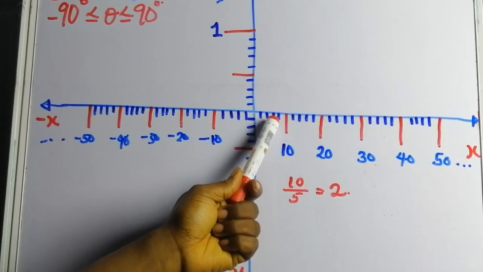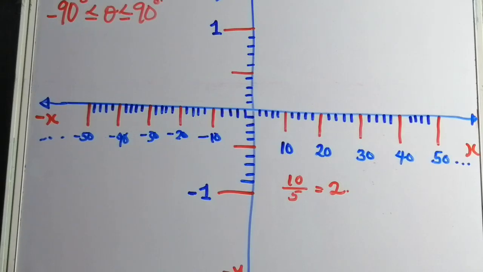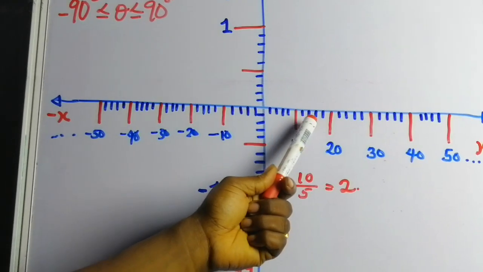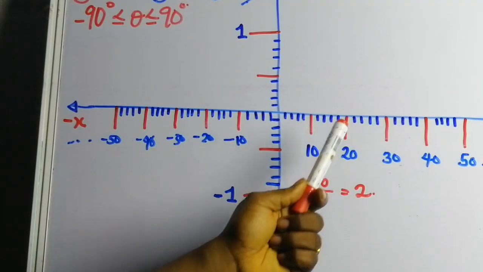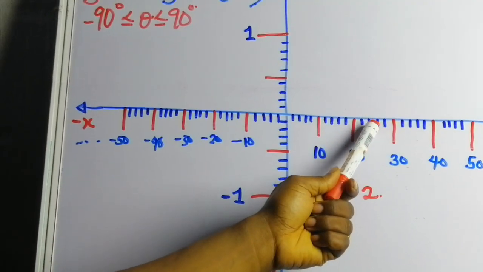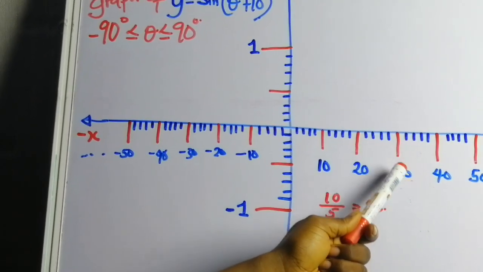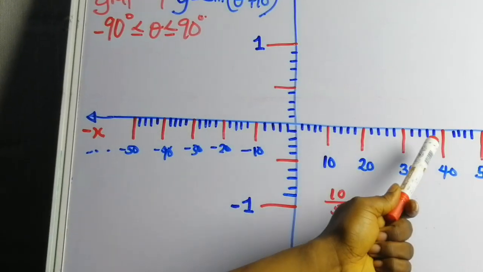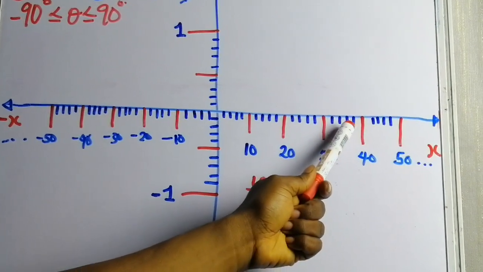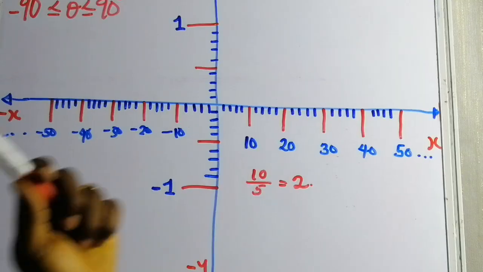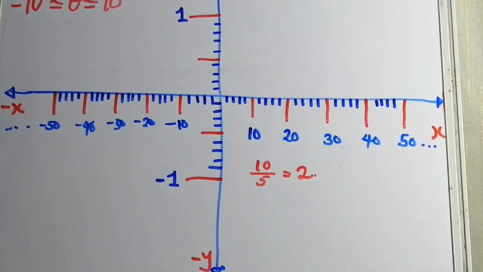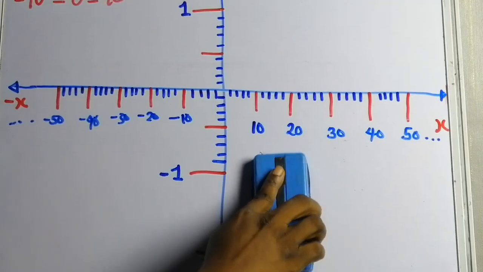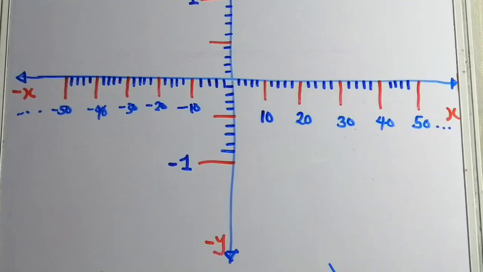2, 4, 6, 8, 10. 12, 14, 16, 18, 20. 22, 24, 26, 28, 30. 32, 34, 36, 38, 40. That is exactly how you can get each line. I hope that is very, very clear. So moving on to the next one.